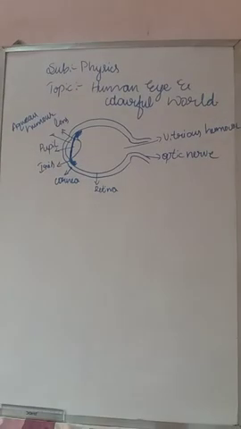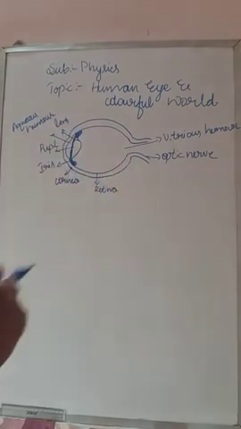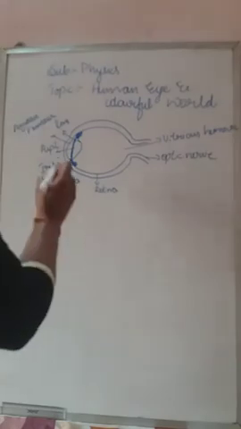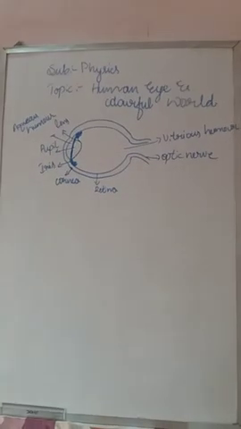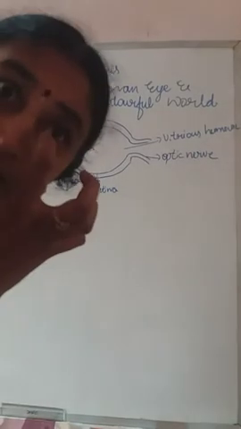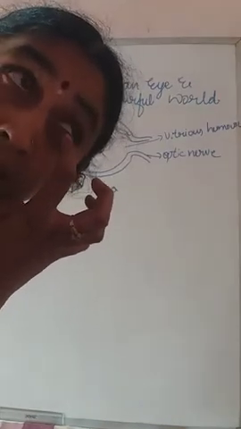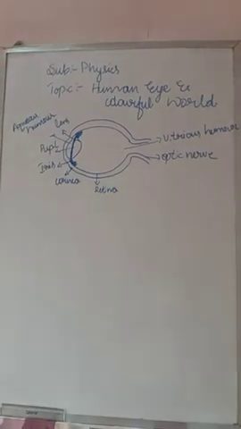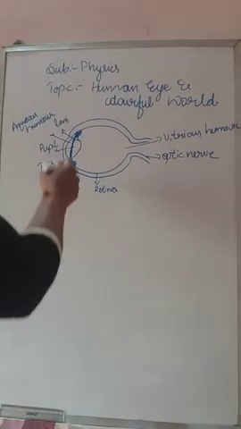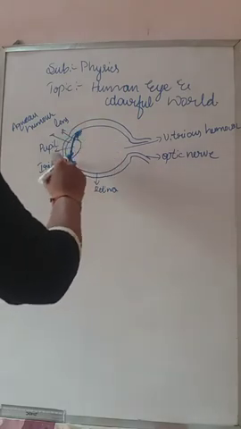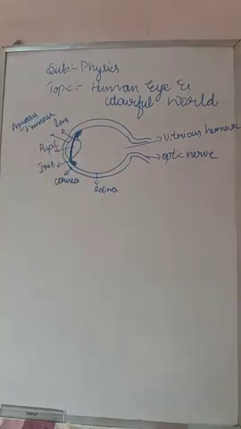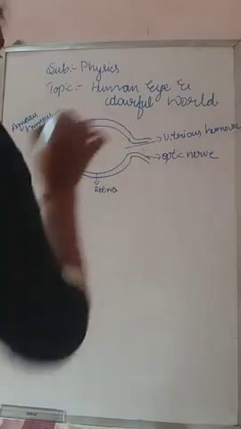So this is the diagram of the human eye. It consists of the outer part, which is called the cornea. This outer layer of the eye is called the cornea. I think you can see it in your eye. So that is called the cornea. Keep in mind. And the innermost layer is called the retina. Keep in mind, the innermost layer is called the retina.